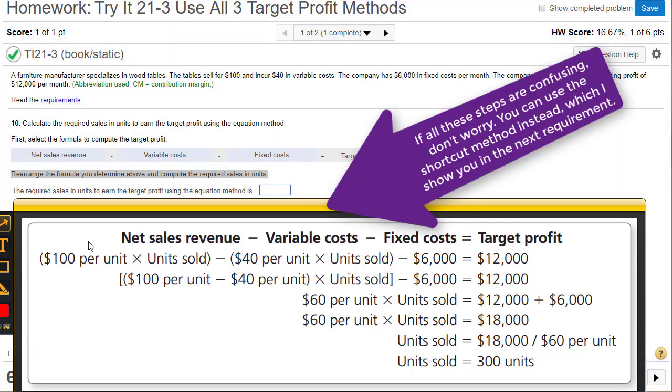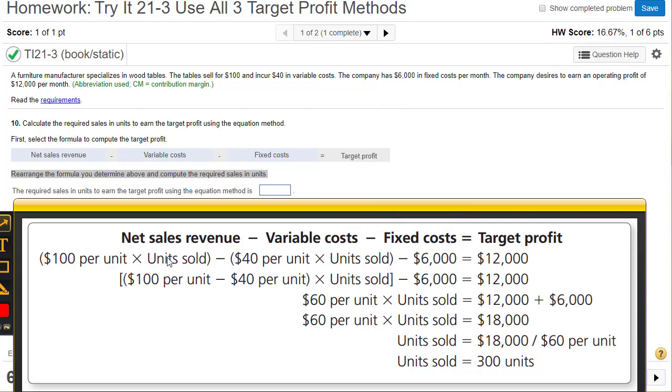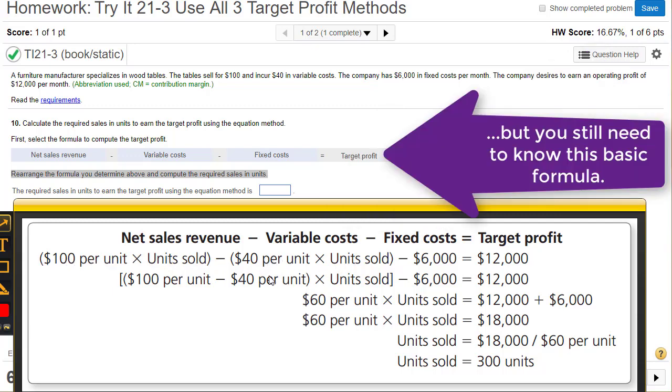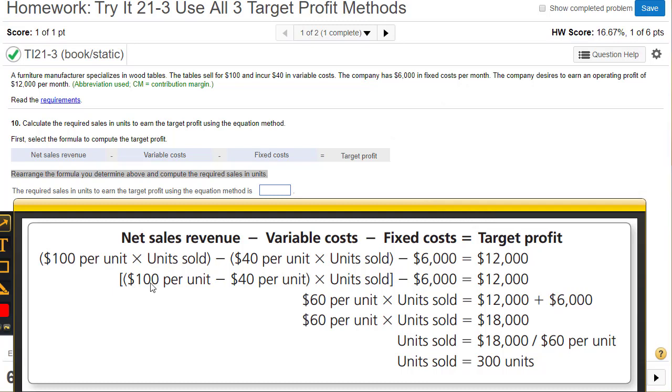Now we're going to do a little bit of algebra. We're going to take this $100 per unit times units sold minus $40 per unit times units sold. Combine those, and it becomes $100 minus $40 per unit times units sold. To go from this step to this step, 100 minus 40 gives us $60 per unit. And also, to get this minus $6,000 onto the other side, we add $6,000 to both sides. By adding $6,000 to the left side, we cancel out this $6,000, but we also have to add the $6,000 over here, which is what we've done here.